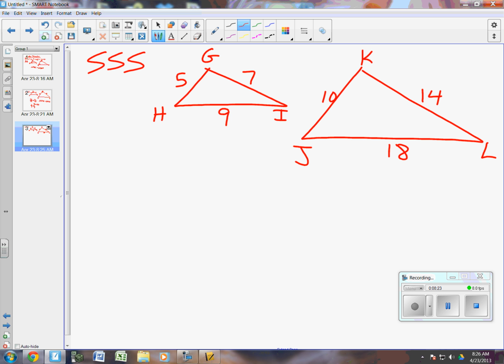All right. Now, this one right here is saying that if all three sets of sides are equal ratios, in other words, the sides are proportional, then these two triangles are similar. So 5 over 10, right, equals what? 1/2, okay, which is equal to what other pair of sides? 7 over 14 and what? 9 over 18, right? Are those all equal? They all equal 1/2?